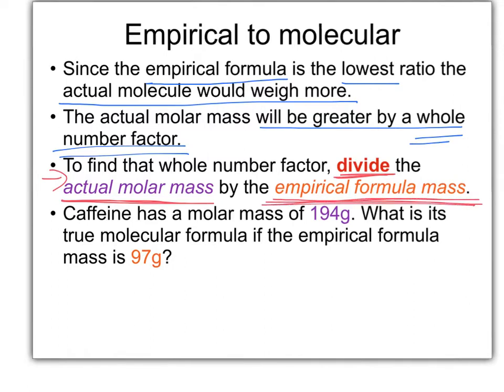So let's say that you had your actual sample that you started with in the lab. You decomposed it so you were able to get percentages in empirical formula, but you wanted to know what was the real mass. What is that ratio to the true molar mass? So, caffeine in our last example has a molar mass of 194. What is its true molecular formula if our empirical formula that we just calculated has a mass of 97 grams? So how do we do that?